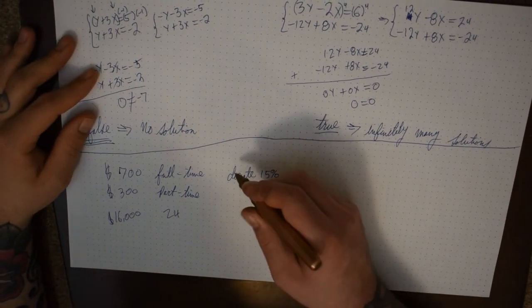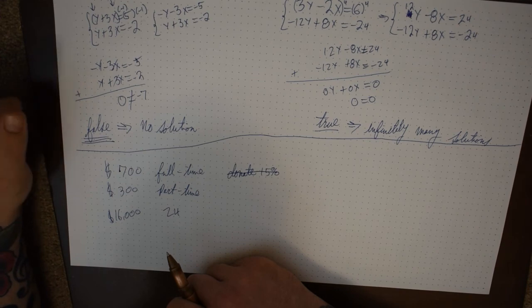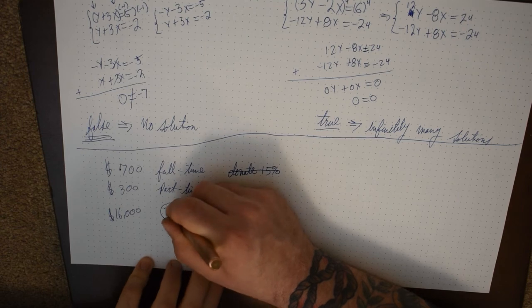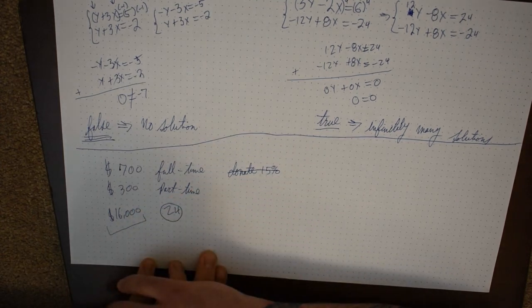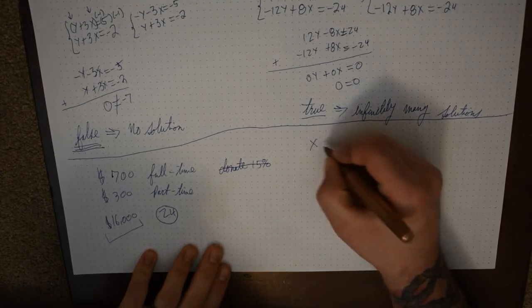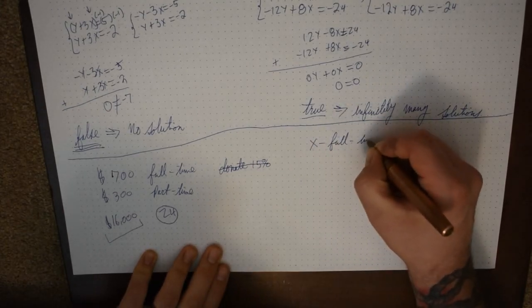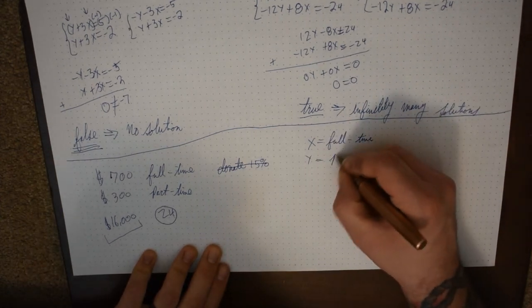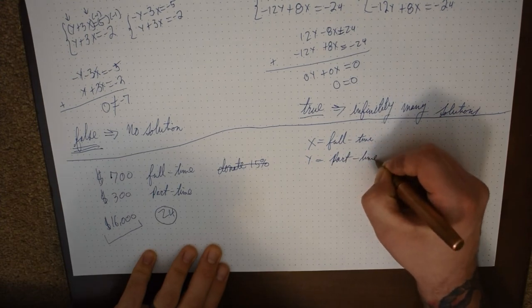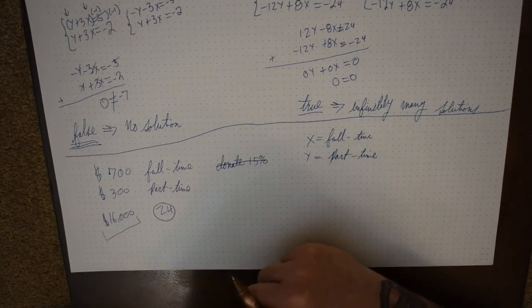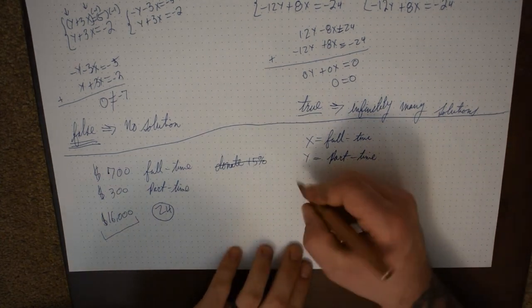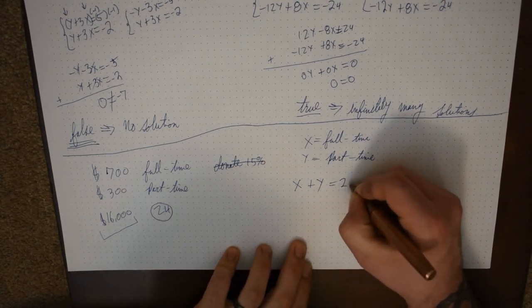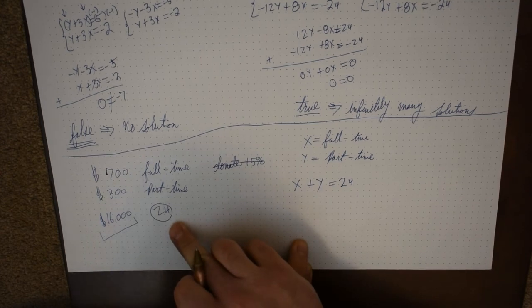Well, that 15% actually doesn't come into play in this problem. But what we do know is information about the number of employees and how much money was given out. So I'm going to let x be the number of full-time employees, and y be the number of part-time employees. So we know that the number of full-time employees plus the number of part-time employees is equal to 24. That's how many people he has employed.